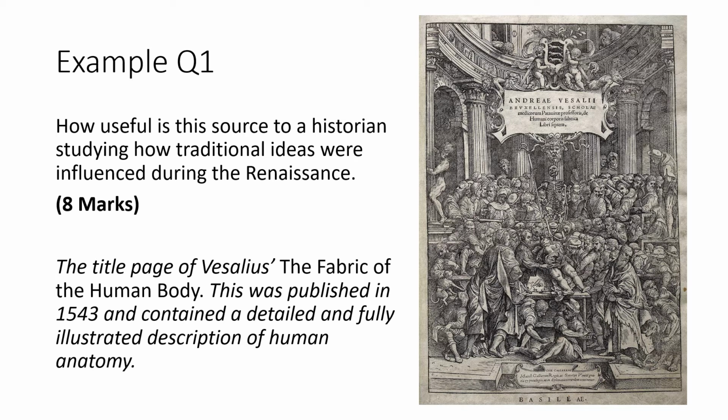Got a lovely engraving. It's the front page of a book, and if we have a look at the provenance, it tells us the title page of Vesalius's book, The Fabric of the Human Body. This was published in 1543 and contained a detailed and fully illustrated description of human anatomy. So this is the example question, and we're going to go through it step by step.